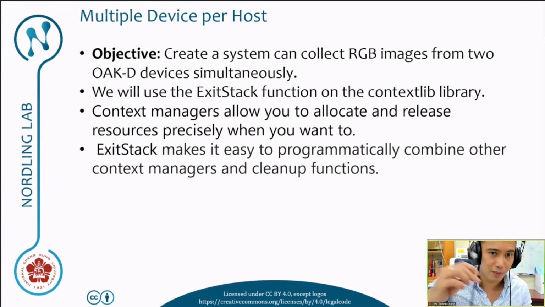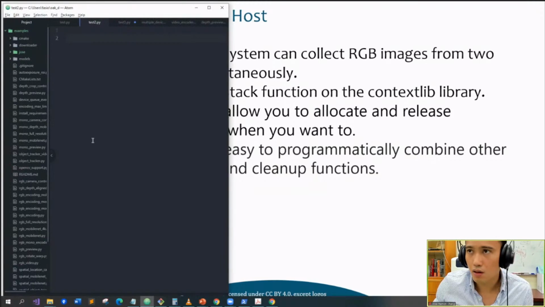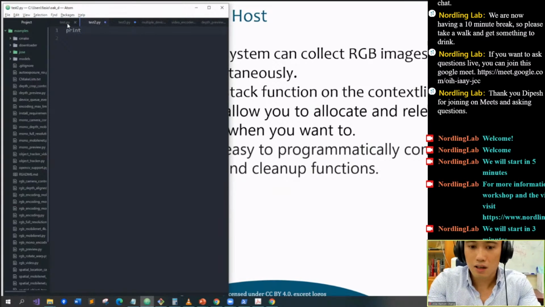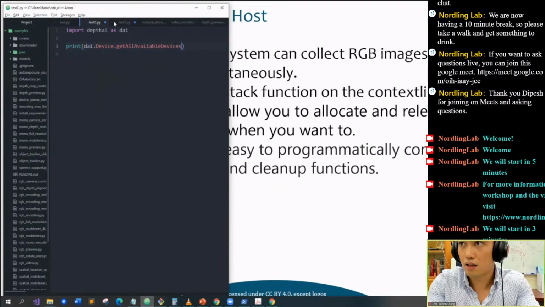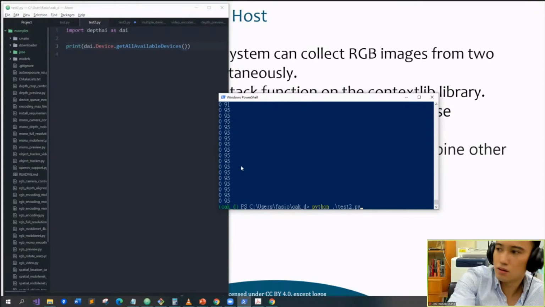So let me now connect my two cameras to the computer, and let me open the code. How can we know that I have two cameras connected to the computer? We do the same thing as we did for the installation, right? So let me import depthai as dai, and let me print dai.Device.getAllAvailableDevices. Let me see what I get when I run this code.